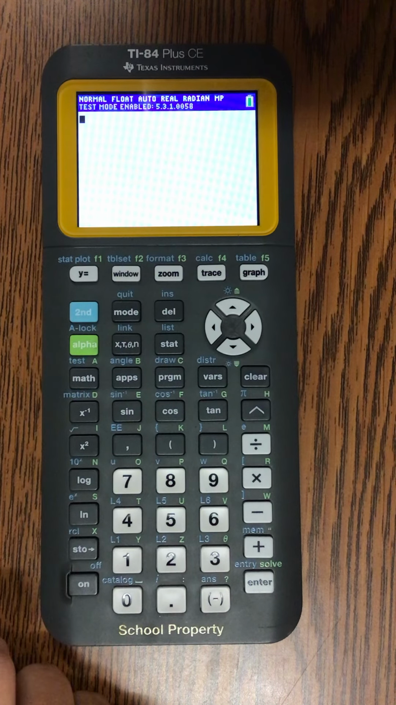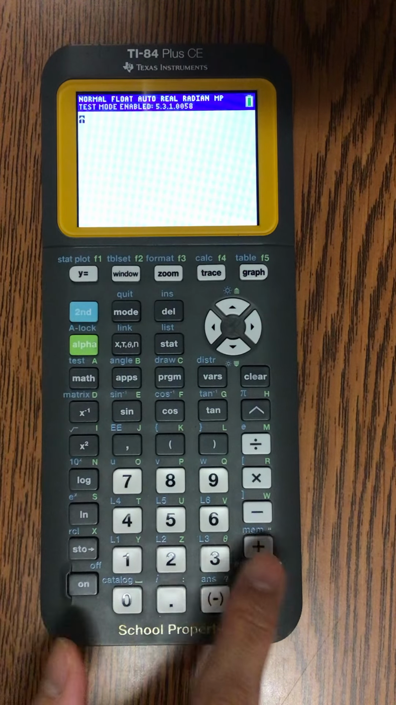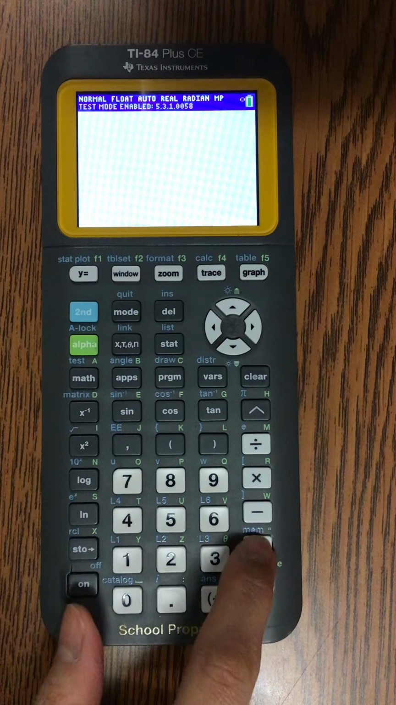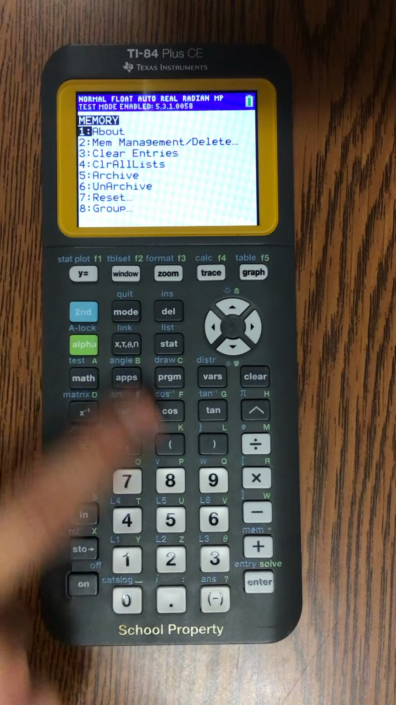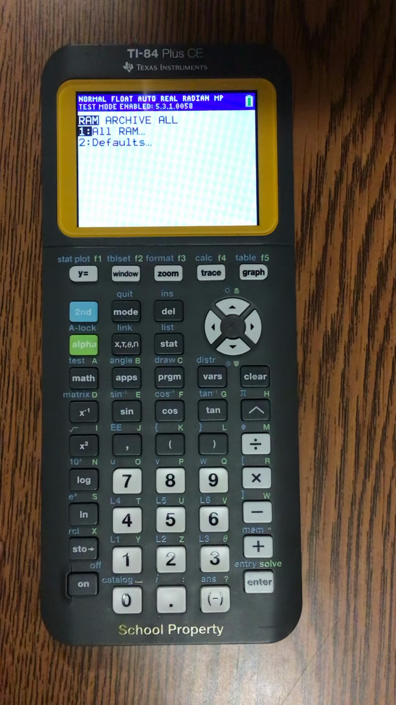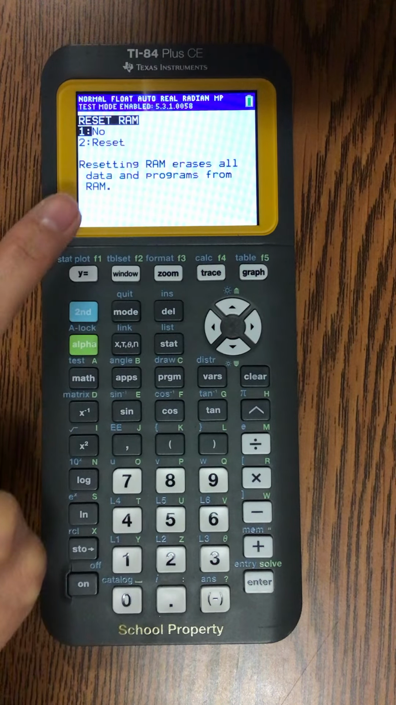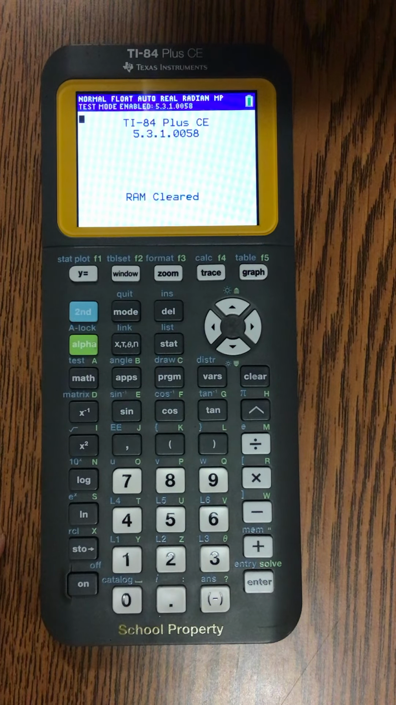when you are stuck on the screen or something doesn't feel right, you can always reset your calculator by pressing second, and then right above the plus sign you see that MEM, which stands for memory. If you click on that, you can see that for number 7, there's a reset button. So you can click on 7 or scroll down and press enter. And then you need to press All RAM, 1, and then Reset, which is 2, and then you will have your calculator reset as if it was brand new.